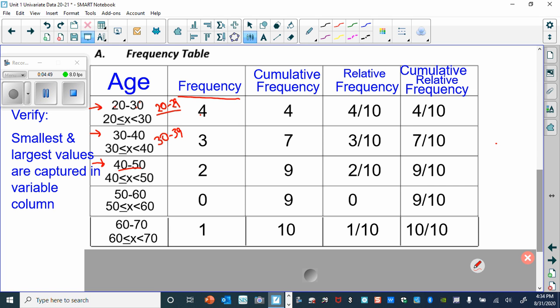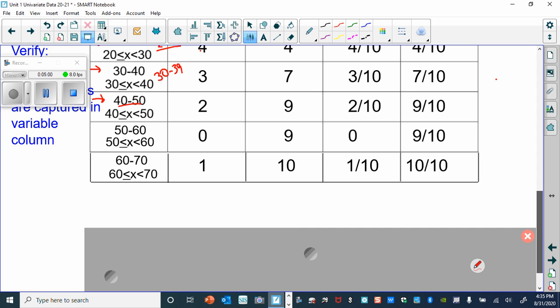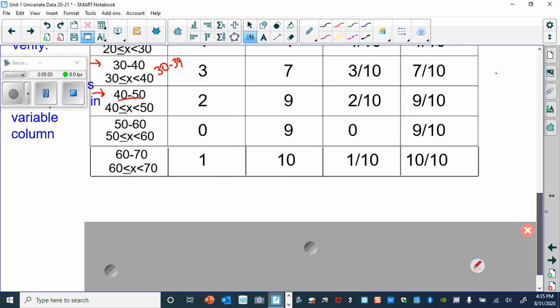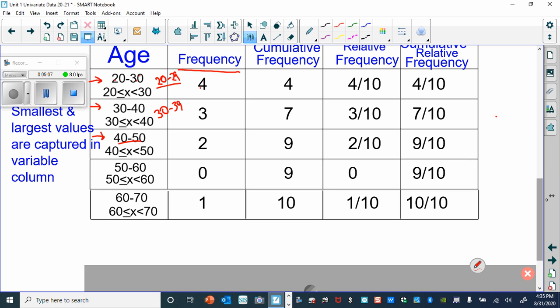The next column is cumulative frequency. And it looks a little scary, but it's not that bad. So for the cumulative frequency, and sorry, before I forget, I want to make sure that when we make this table, if we knew there were 10 people in that table of data, I want to make sure that 4 plus 3 plus 2 plus 1 equals 10, which it does. And that's just kind of a little verification here that we caught everybody.